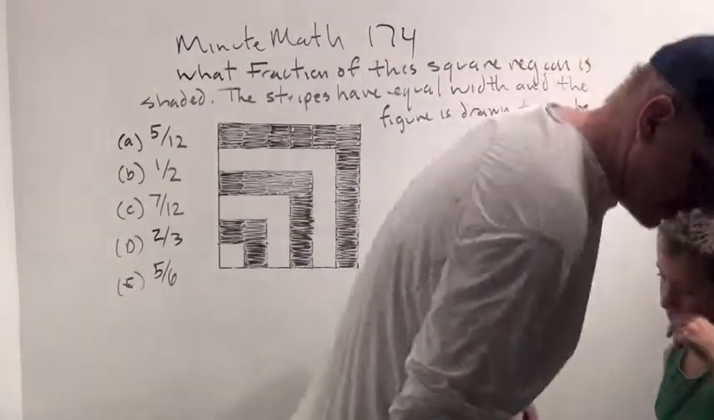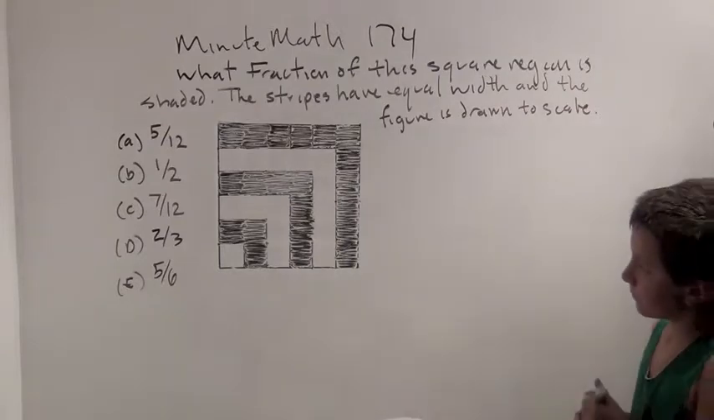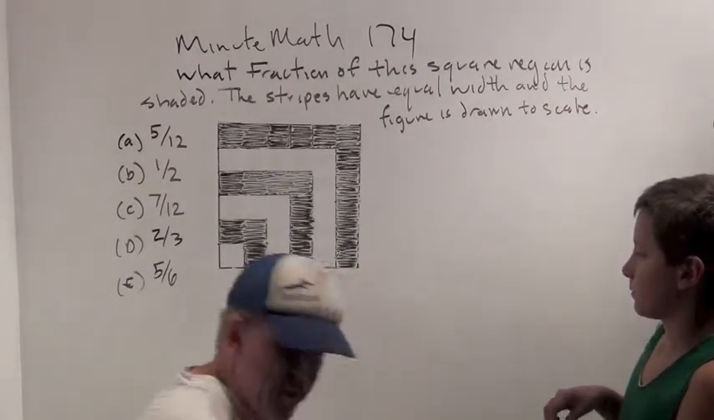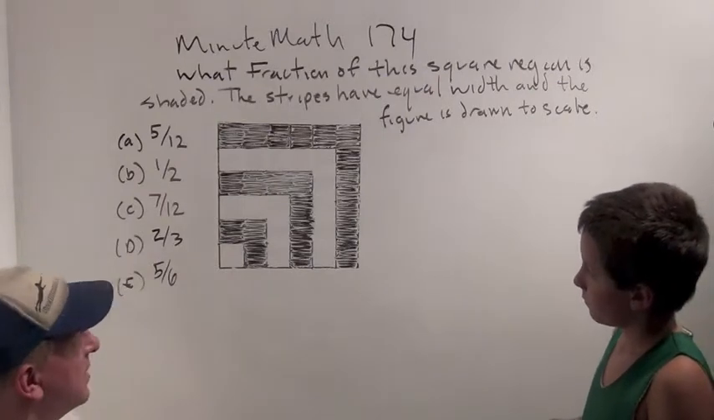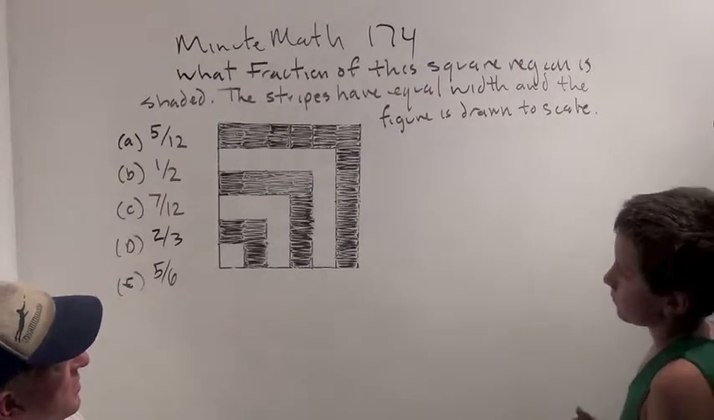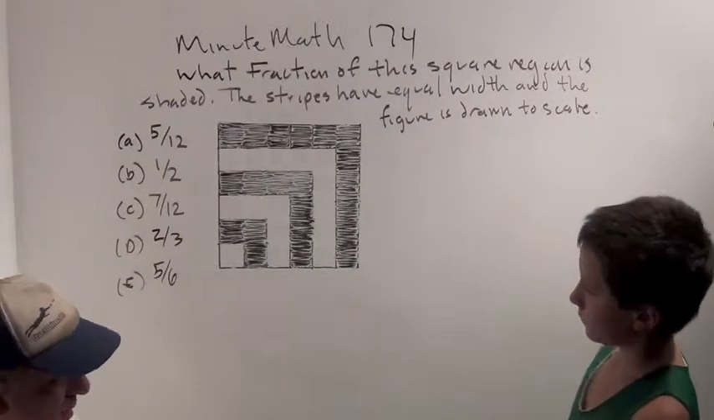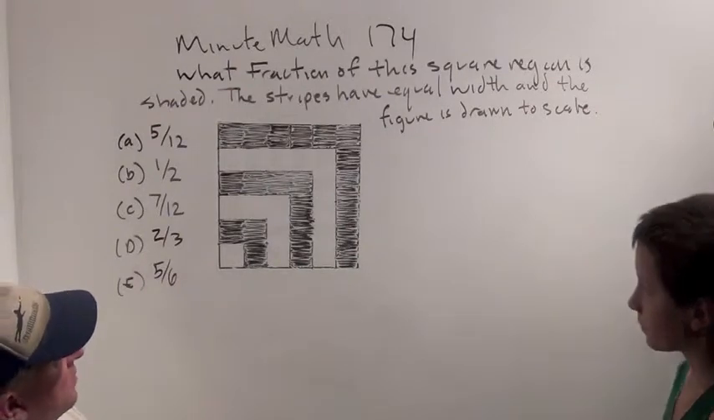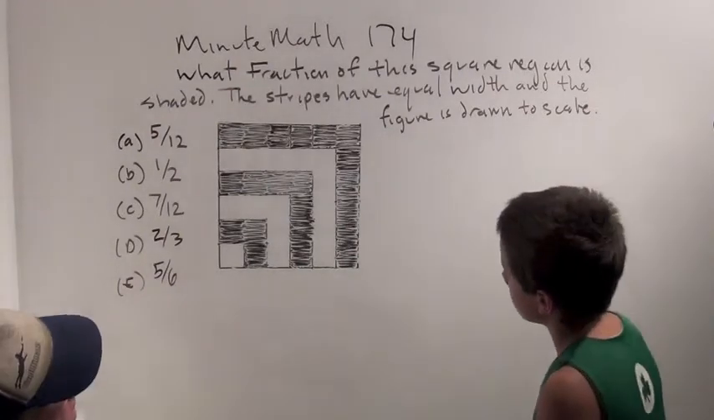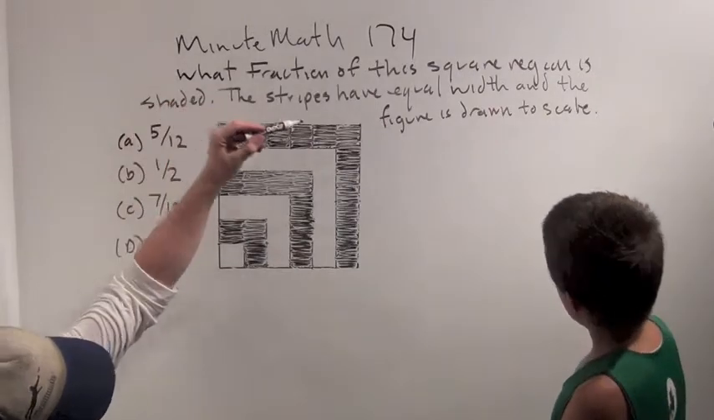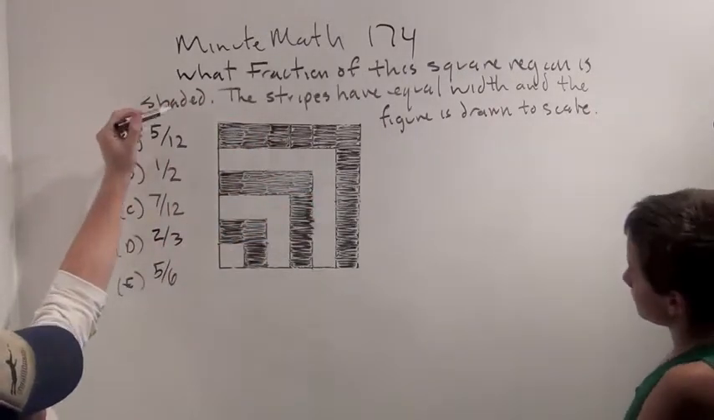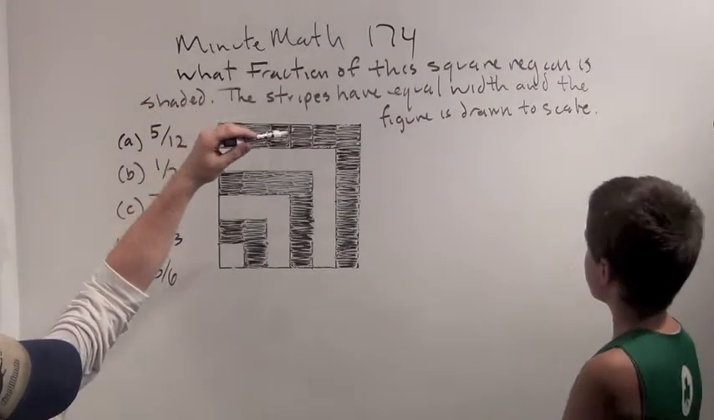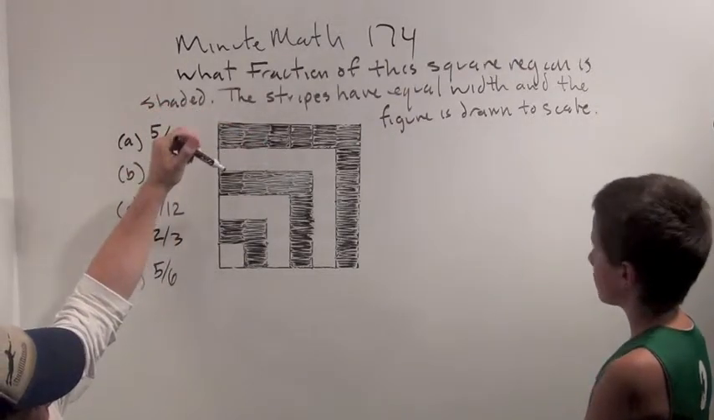MinuteMath number 174. This is not actually the problem from the Mathematical Association of America's MinuteMath blog today, but it is a problem from an old AMC 8. They really gave you a hard time today, so I want to spend a lot of time on this. So the question, fortunately, is easy to state. What fraction of this square region is shaded? The stripes have equal width and the figure is drawn to scale.